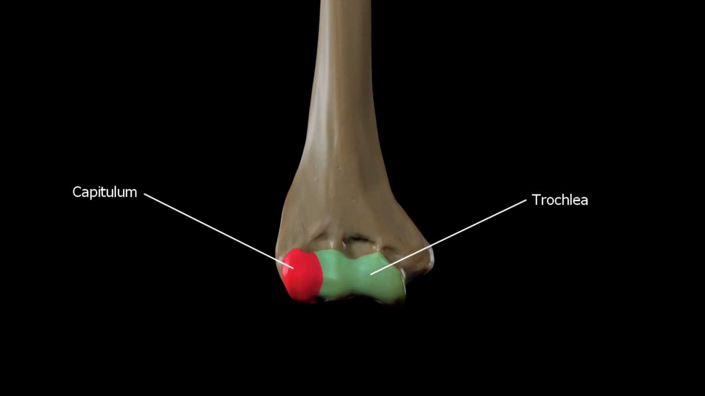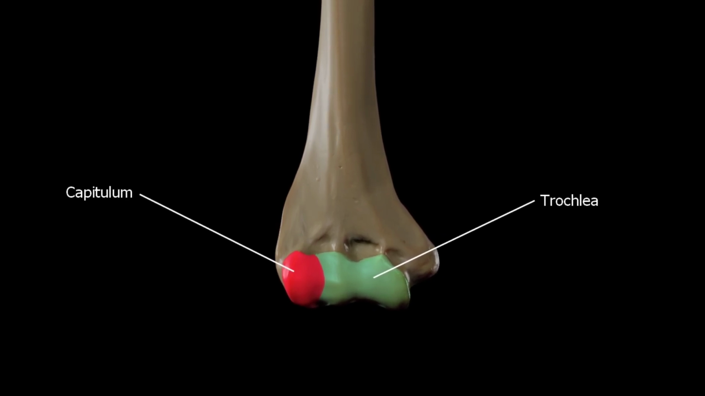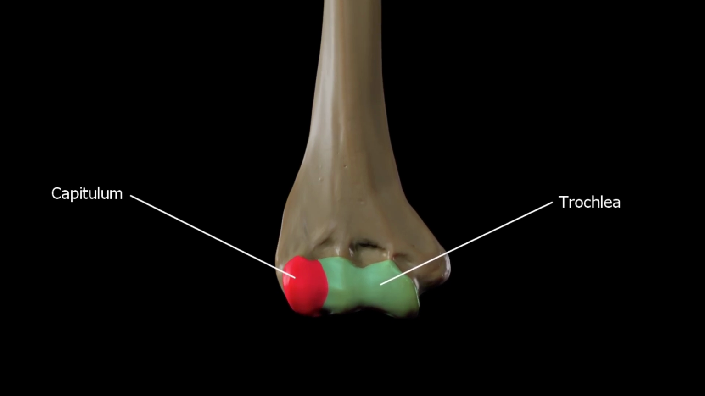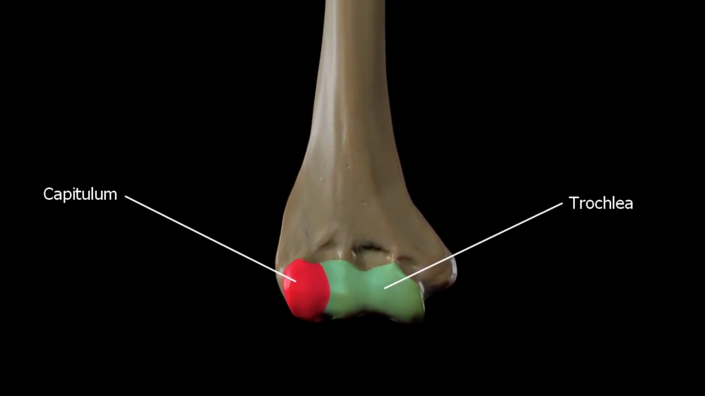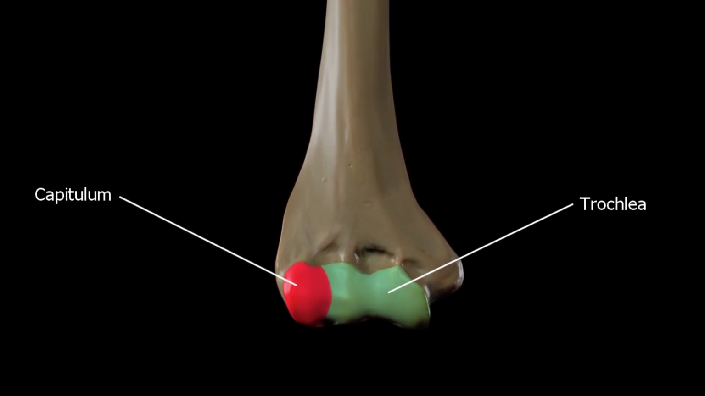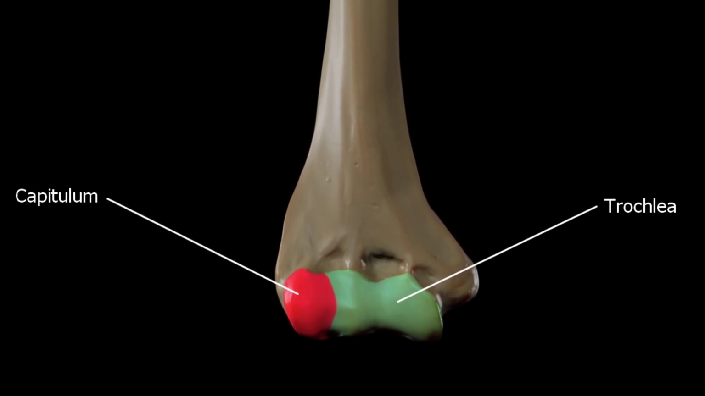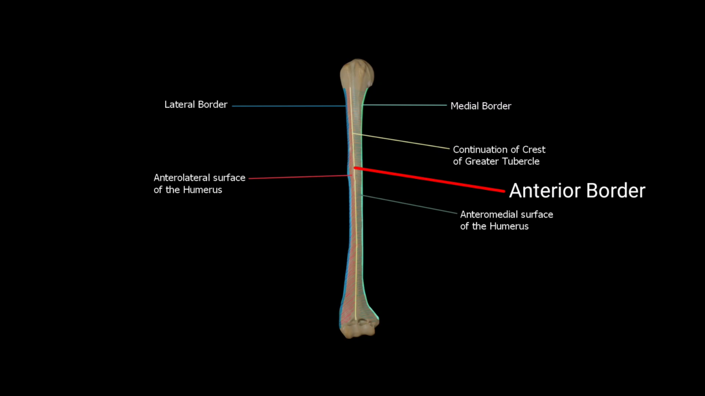This is capitulum and trochlea. Capitulum is a rounded projection which articulates with the head of radius, and the trochlea is pulley shaped. It articulates with the trochlear notch of ulna. So this is all about lower end of humerus.